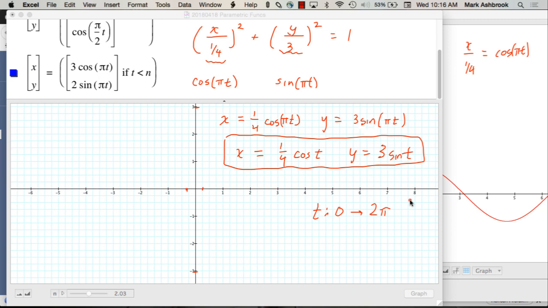Is there any other way we could write this parametric function? Is there a different way to write it? x equals? y equals?